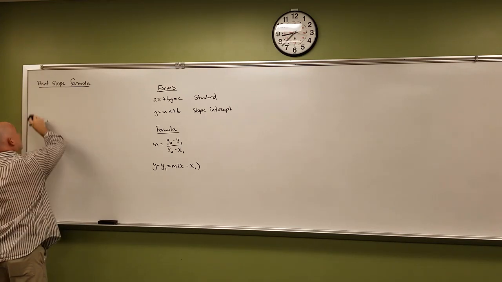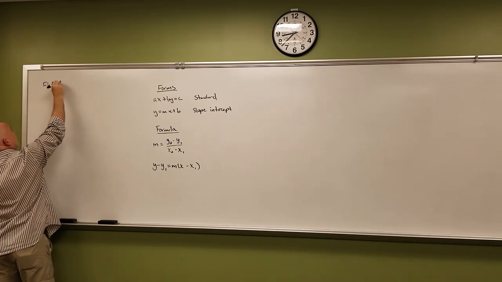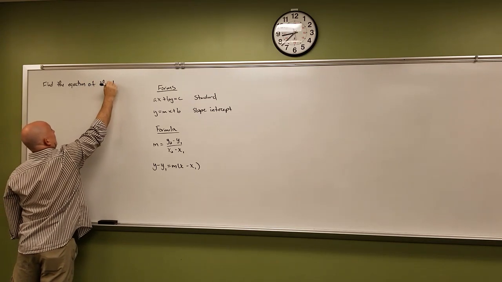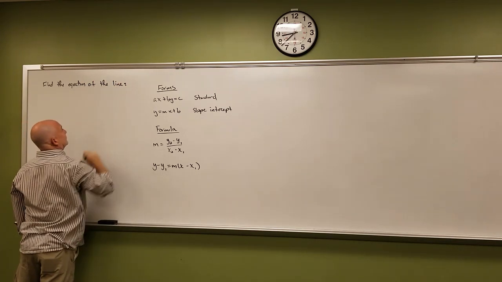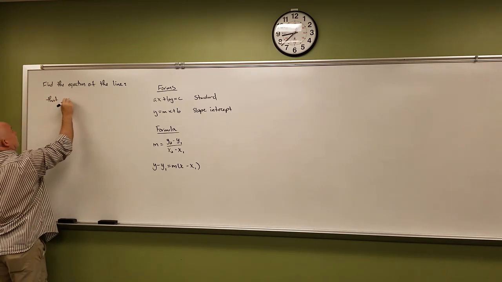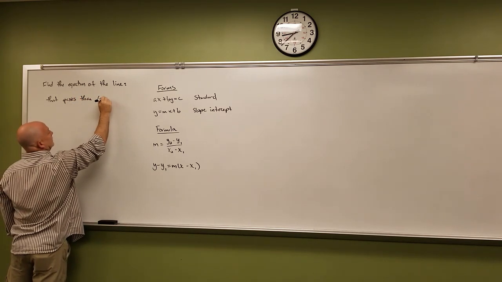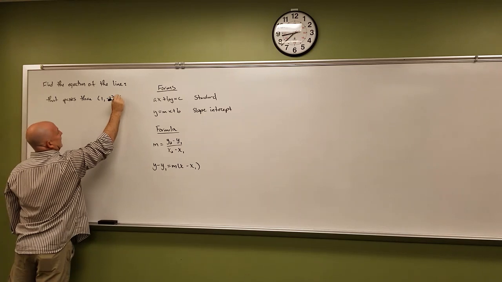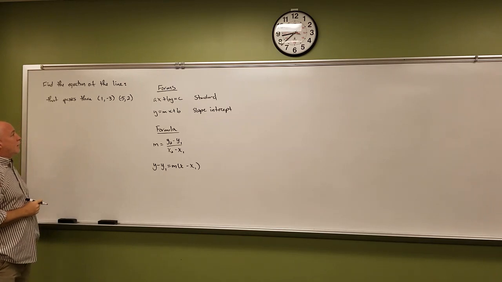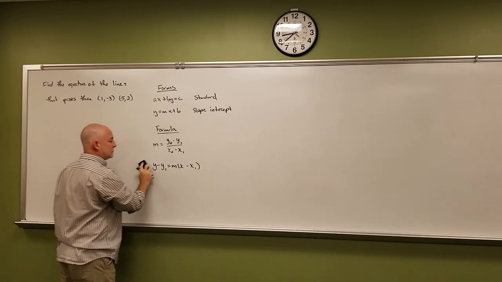So we're going to take a look at a couple of examples of how to do this, and for each one of these, the directions are going to start, find the equation of the line. All right, let's say the line passes through 1, -3, and -5, 2. Okay, so find the equation of the line that passes through these 2 points.